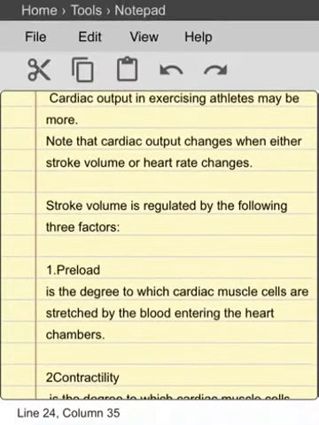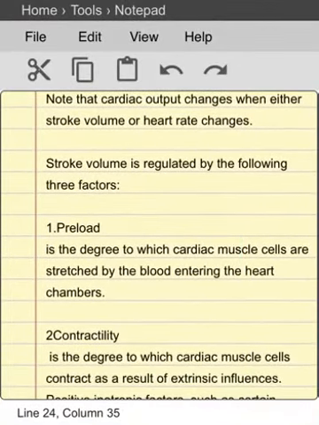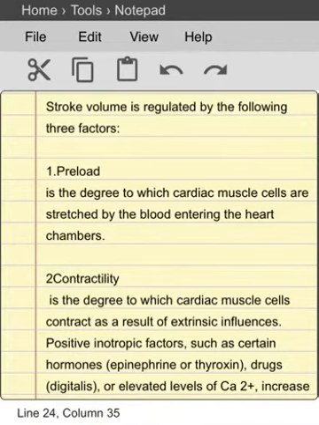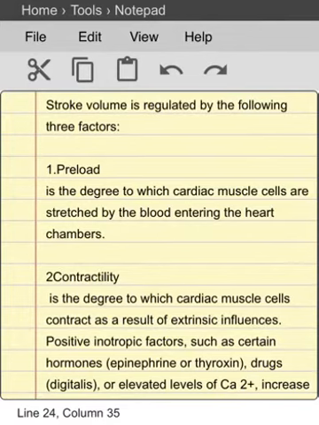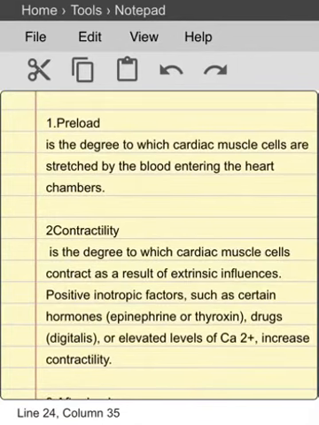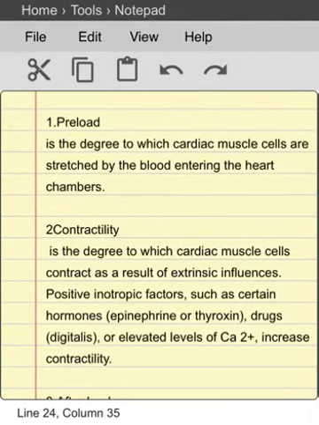We'll see the things which regulate your stroke volume. The first one is preload. Preload is the degree to which cardiac muscle cells are stretched by the blood entering the heart chambers. Preload means when blood enters into your heart chamber, the degree to which these muscles can be stretched. Here the word is stretch: how much your heart muscle can be stretched. If your heart muscle can stretch more, more blood will enter your chamber.